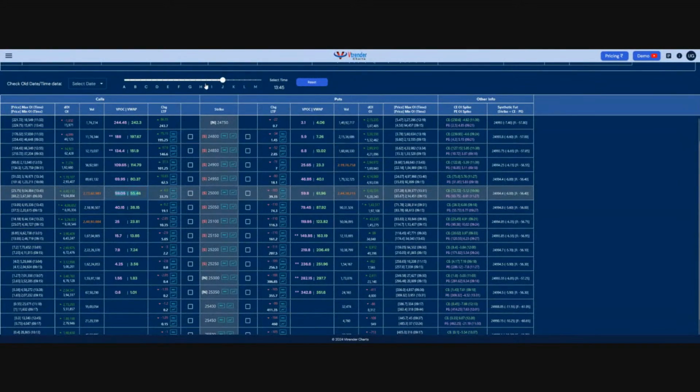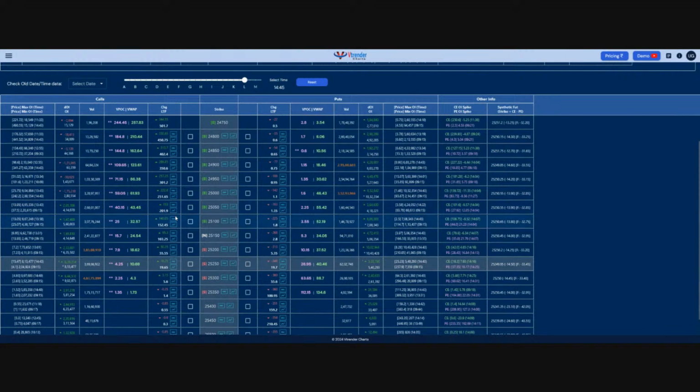If you see, I'll just go to the close and we can see how for the 25,100 call, the max open interest was at 158, which was 9 lakhs. In fact, it was more than what the 25,000 call had. And it came down to 5 lakhs.